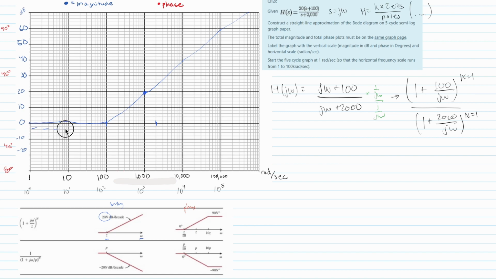And I'm going to draw this in a dotted line just so we can see the difference. And then it's also going to go at 20 decibels per decade. So it's going to look something like this. And we can see that our decade starts here, and then it goes to here exactly.